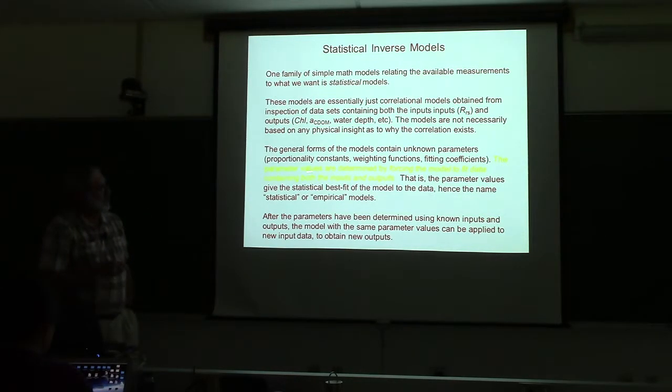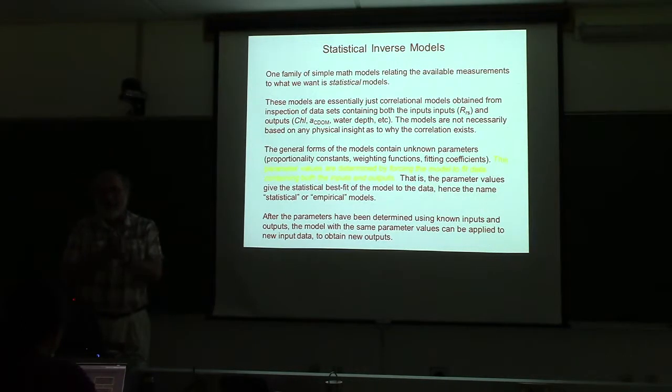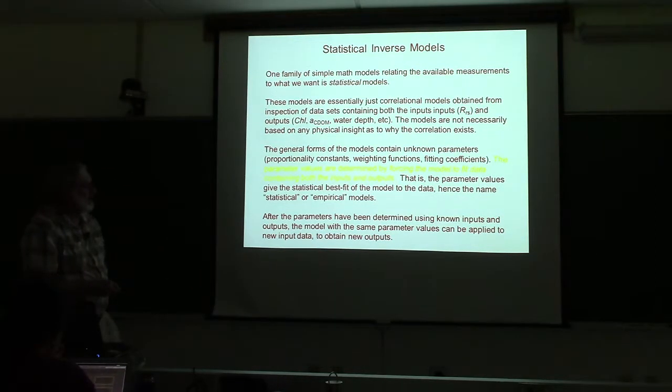And you're going to determine those parameter values by forcing your model to fit a data set where you know both the inputs and the outputs. So you've got data with RRS spectra and the corresponding chlorophylls, and then you find some best fit curve that will turn RRS into a chlorophyll. Okay, so that's why they're called statistical or empirical models, is because they really are just determined by fitting some little simple mathematical relationship to a data set with known values.